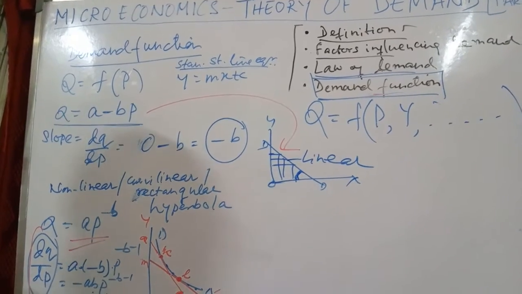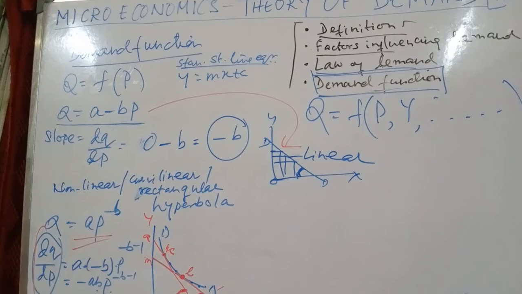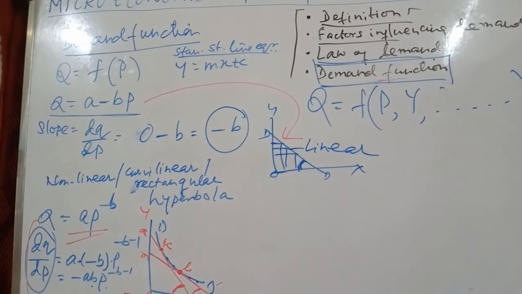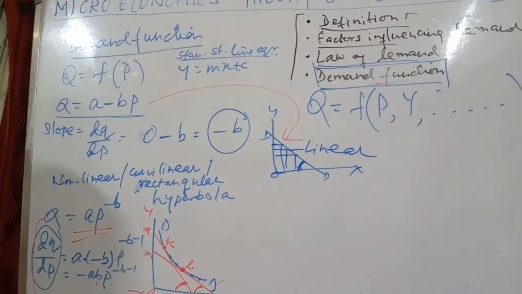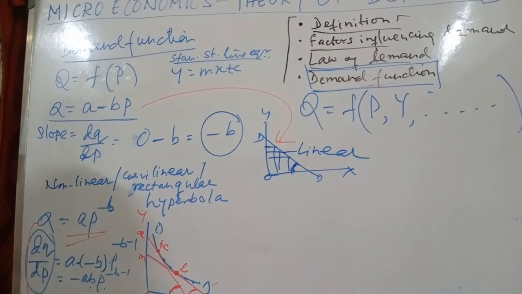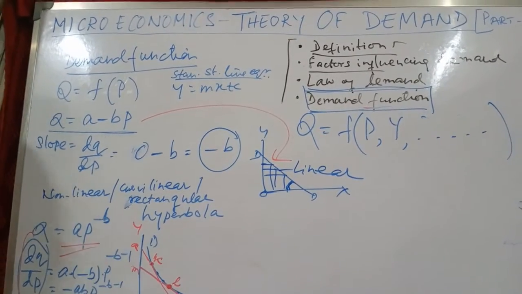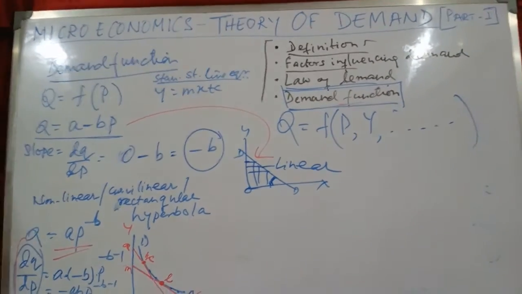Now, the law of demand states that demand for a commodity and price of the commodity are inversely related. That means when price of a commodity falls, quantity demanded increases, and when price of the commodity increases, quantity demanded falls, other things remaining constant. This is the law of demand.